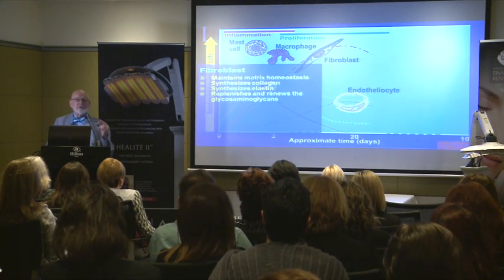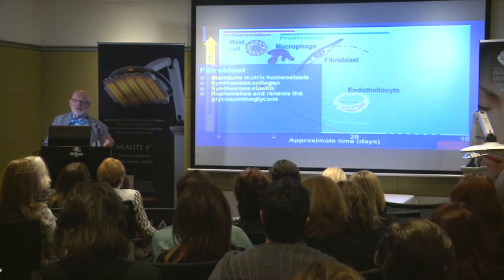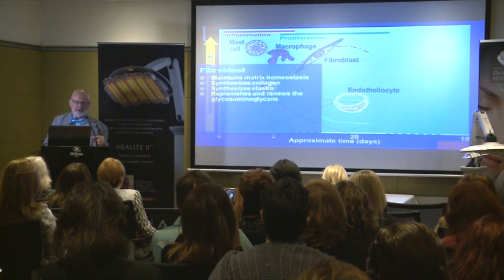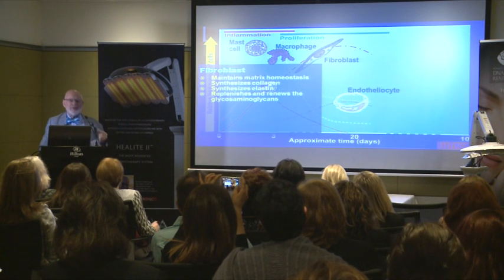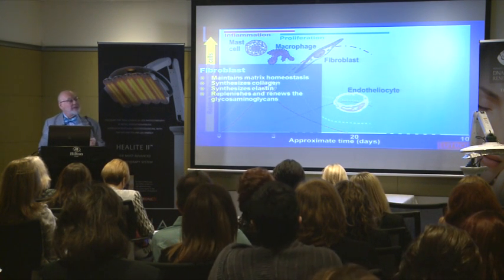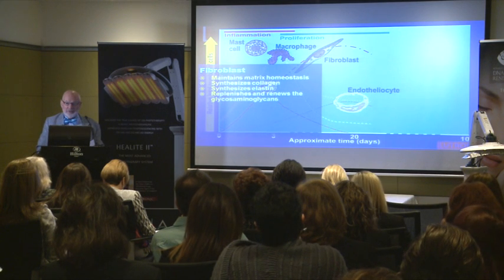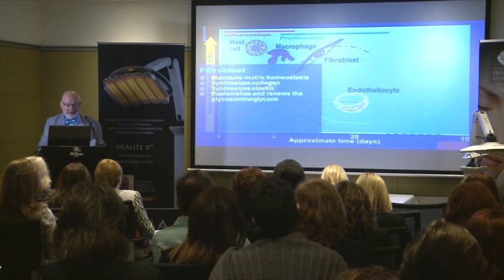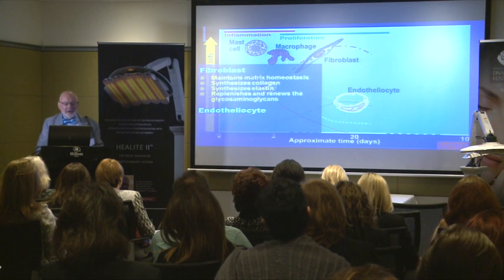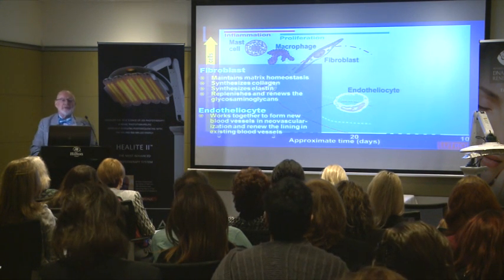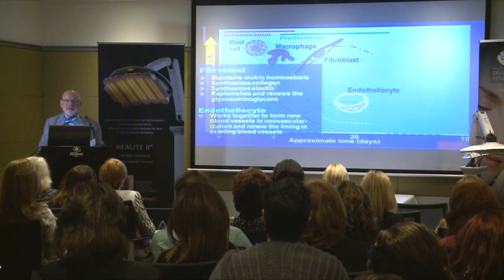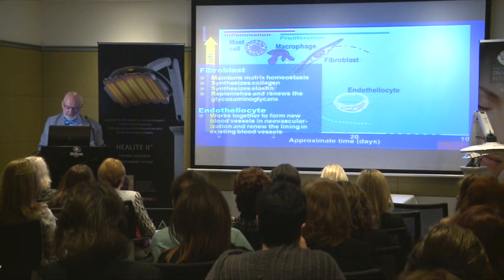It can ask for degradation of old collagen and replacement with new collagen. It can produce elastin to make elastic fibers, and it keeps the glycosaminoglycans or ground substance in its good state. So it's an extremely important cell. And the endotheliocyte is like a baby blood vessel cell. They clump together to form the endothelium or wall of new blood vessels to repair a wound or to bring oxygen via blood into areas which require it.